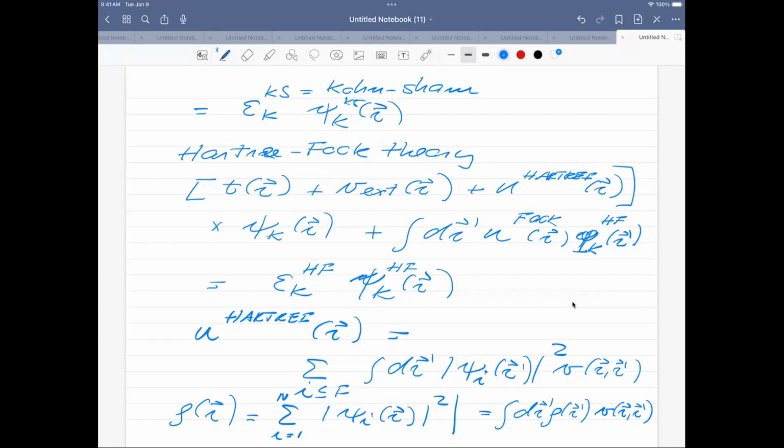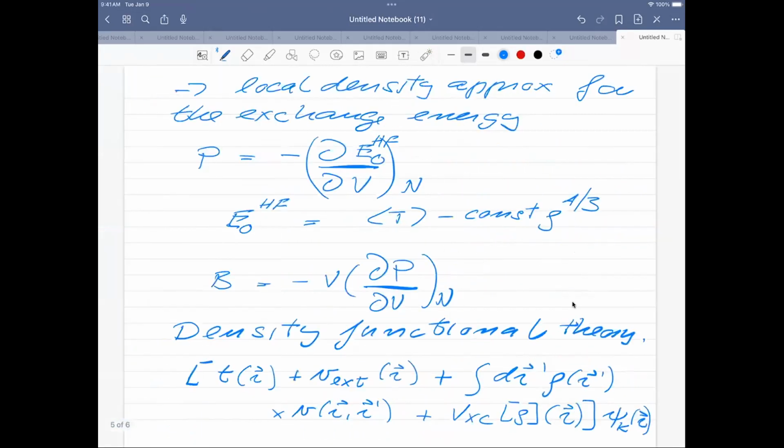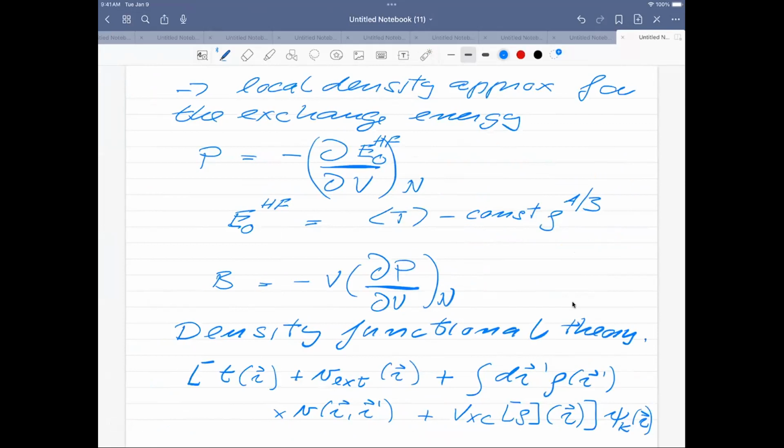So if you look now at the Kohn-Sham equations, what you have is a term here, the second term which we have, this one, which is actually the same as the one we would get from Hartree-Fock theory, except that the single particle wave functions are different.